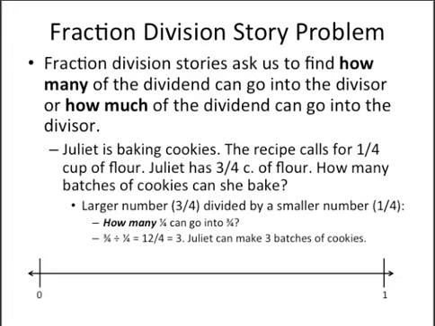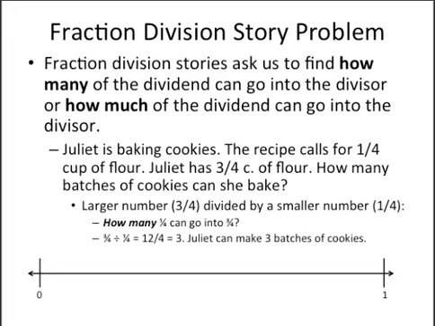So here's an example. Juliet is baking cookies. The recipe calls for 1/4 cup of flour. Juliet has 3/4 cup of flour. How many batches of cookies can she bake? We are looking at division of a larger number, 3/4, by a smaller number, 1/4. How many 1/4 can go into 3/4? So when you compute, you find the answer is 3.